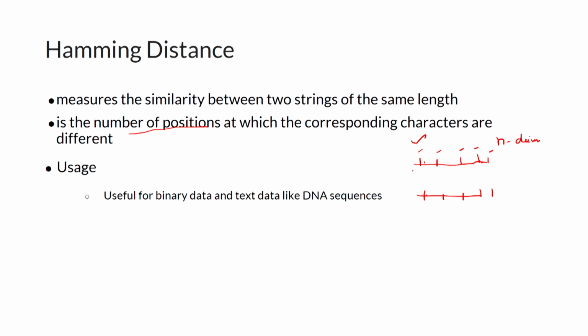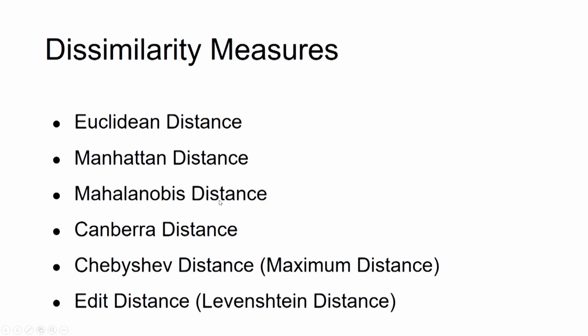Suppose we have here some value a, here some value a, then the number of positions. So, in this case if the value is b, here e, so this is another feature. We will count the number of positions where these are different. That is the Hamming distance. So, we can say that it is useful in case of binary data or text data like DNA sequences.